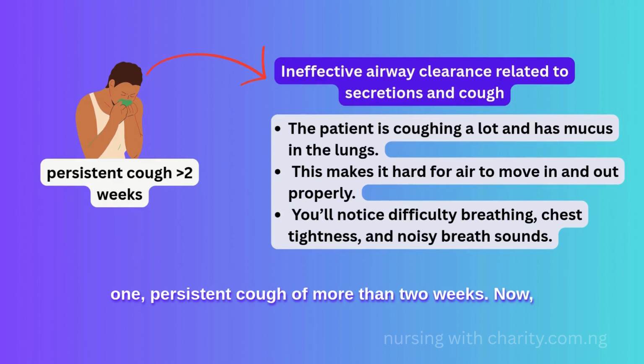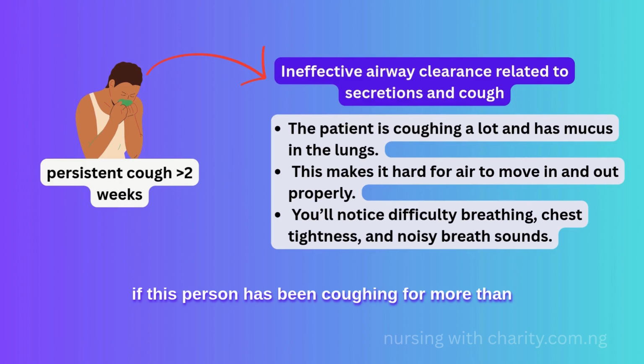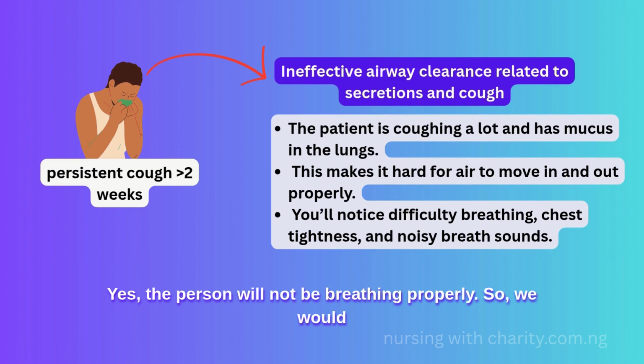Number one, persistent cough of more than 2 weeks. Now, if this person has been coughing for more than 2 weeks, you should now know that there would be a blockage in the airway clearance. Yes, the person will not be breathing properly.